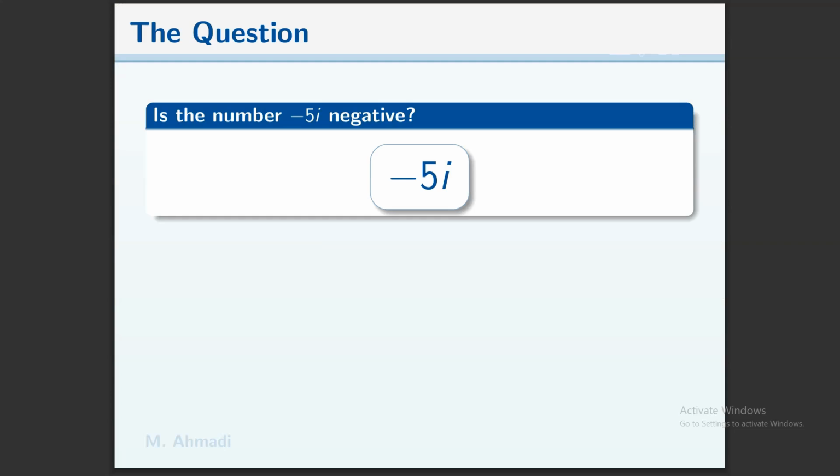This is the common question that comes up when students first learn about complex numbers. The negative sign in front of 5i naturally makes people think the number should be negative. But is that correct? Let's think about what it means for numbers to be negative. This question is important because understanding it helps us grasp the fundamental difference between real numbers and complex numbers. It's a key concept in complex analysis.